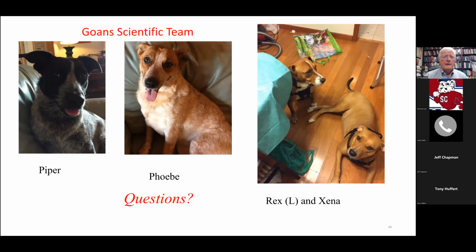These are his dogs, Piper and Phoebe. Piper would be the chief scientist, I think, in this cohort. She is clearly the leader of the pack here. Rex and Xena are my youngest son's dogs. So this is my scientific team here in East Tennessee. You know, in East Tennessee, we love our dogs.